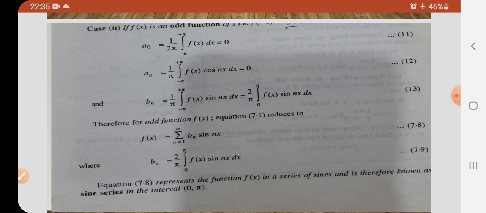So for an odd function f(x), we have the equation f(x) equals summation n equals 1 to infinity b_n sin nx, where b_n has this value. The above equation represents the function f(x) in a series of sines. So we can say this is the sine series in the interval 0 to pi.